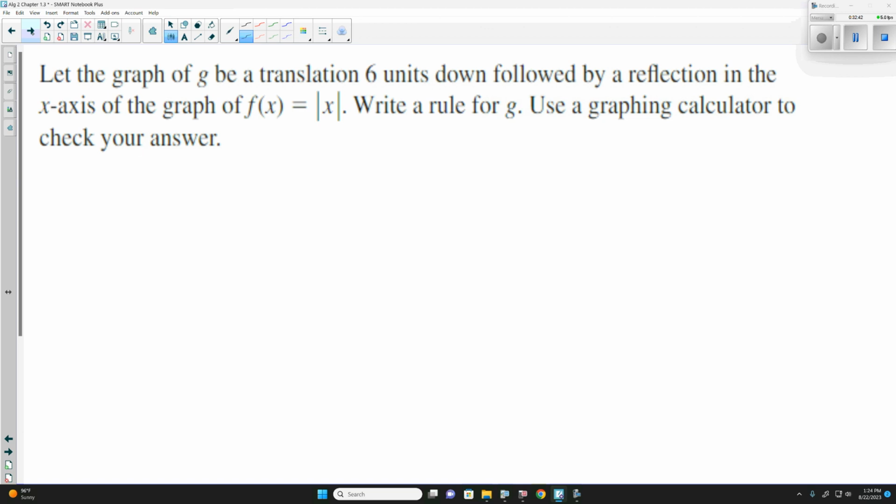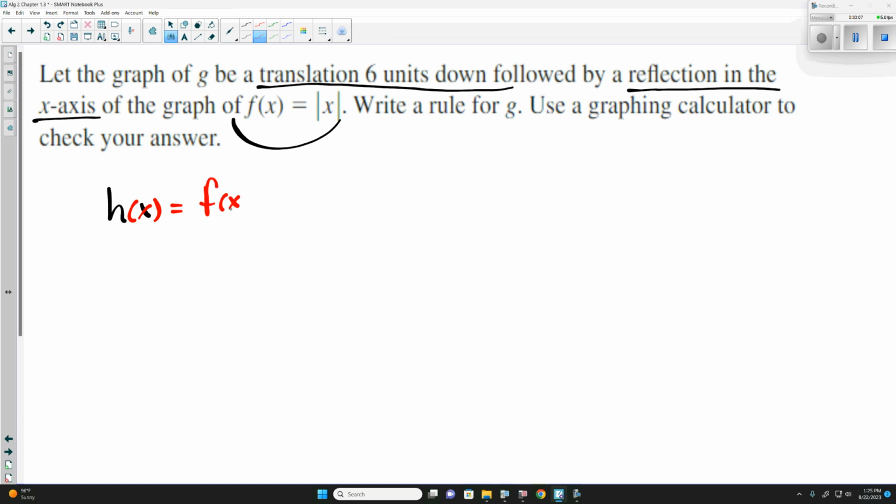Let g be a translation 6 units down, followed by a reflection in the x-axis of the graph of f of x equals the absolute value of x. So this would be x minus 8. Yes, so we'd have f of x.